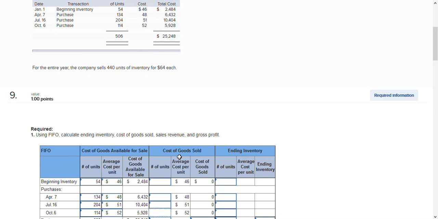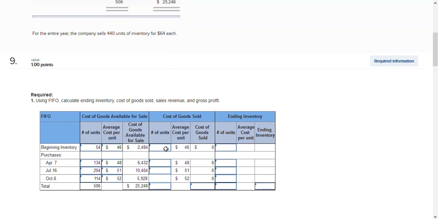Our cost of goods sold is where we have to decide which items we're going to sell, and that depends on what method we're using. If we're using FIFO, that means we're selling the first ones in first. So first in, first out. We sold 440 units. We're going to start with the oldest units and sell until we get to the 440 mark. The number of units that we can sell of the oldest items is the number that there are. So there were units in the beginning inventory that we could sell, and those were the oldest units, so that's what we're going to start with.